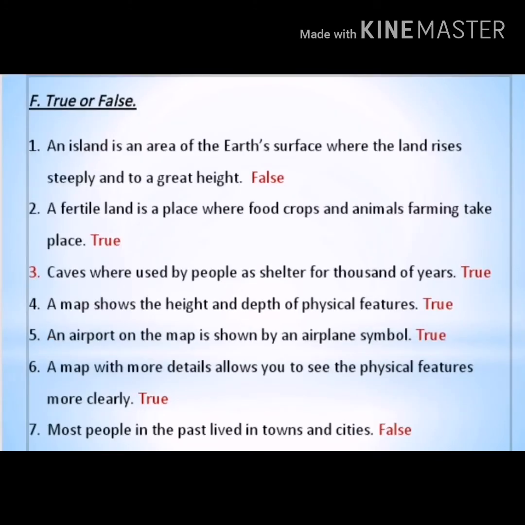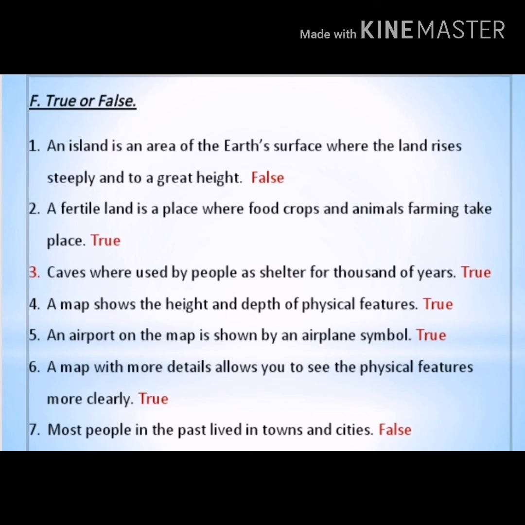True or false questions. This is where you are going to answer if the statement is true or false. Let's start from number 1. An island is an area of the Earth's surface where the land rises steeply and is of great height. That one is false, because an island is not high. An island is a land surrounded by water.